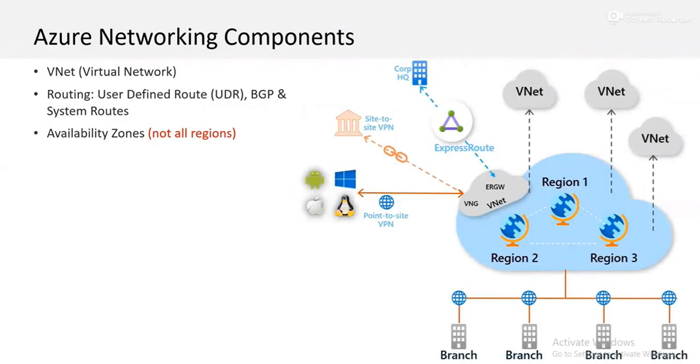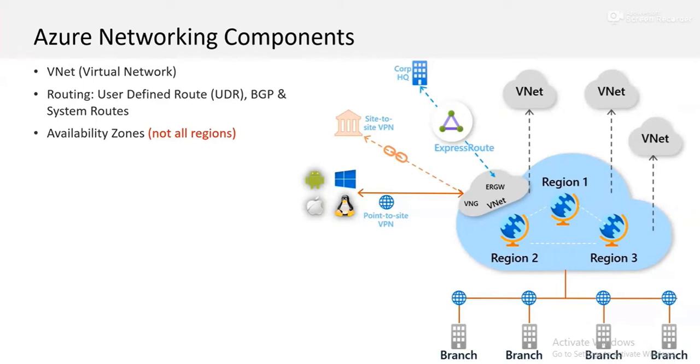Some of the basic networking components. So we've already covered the virtual network. Again, that's that isolated pod where you can start to instantiate resources. But then from a routing perspective, we have the ability to create routing tables and associate those with specific subnets. Inside of those routing tables, we'll have some of our default system routes. If we have some connectivity to on-prem, either via ExpressRoute or a site-to-site VPN tunnel, we may have some BGP routes that pop in there as well.